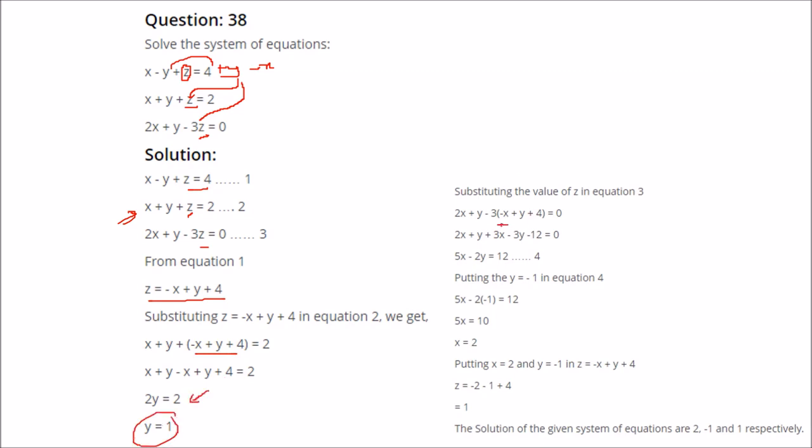So the equation is simply solved, y equal to 1. We have another equation. Now put z equal to minus x plus y plus 4. You get another equation. Put y equal to 1 here. You get x equal to 2. And when you have y and x, put them here, you get z. So z will be equal to 1. This is how we solve it.